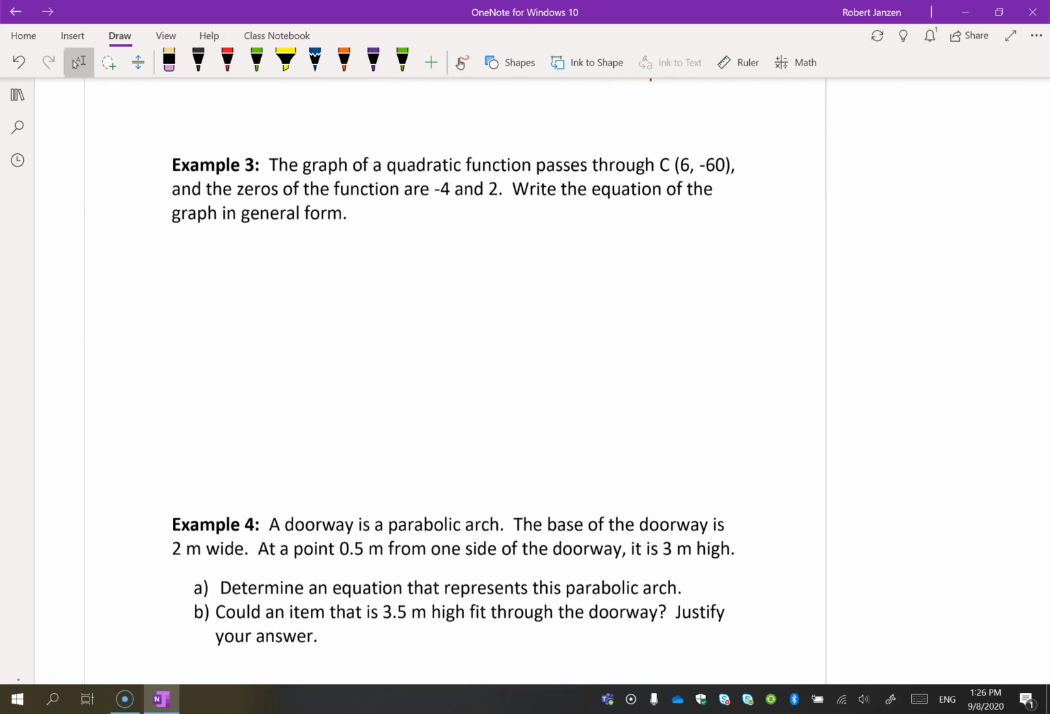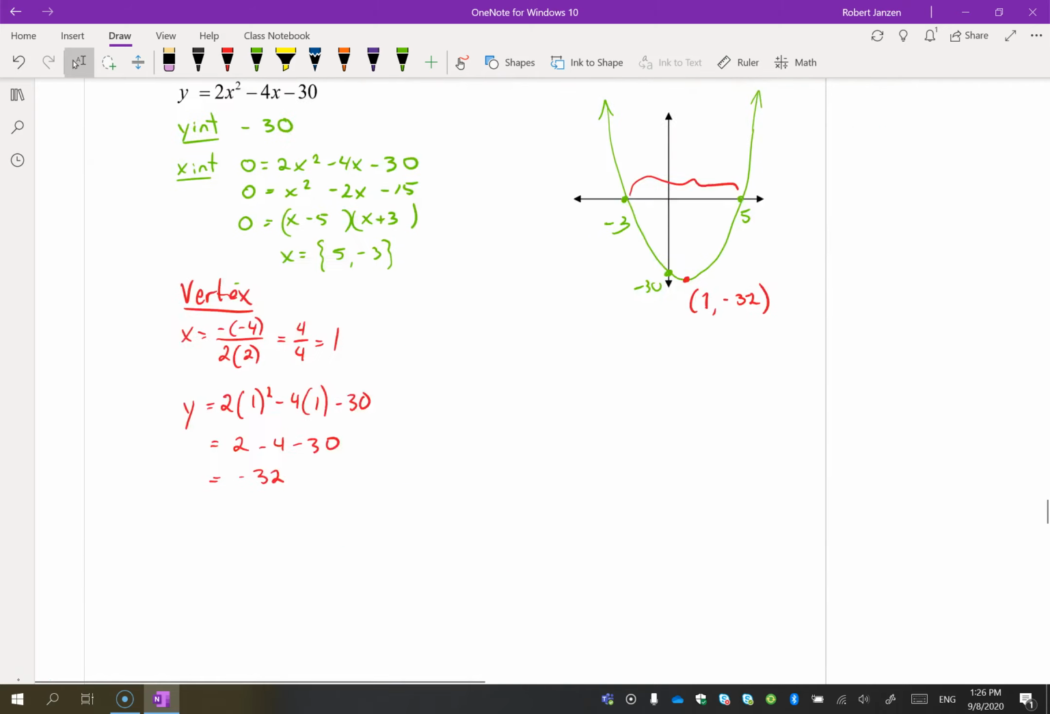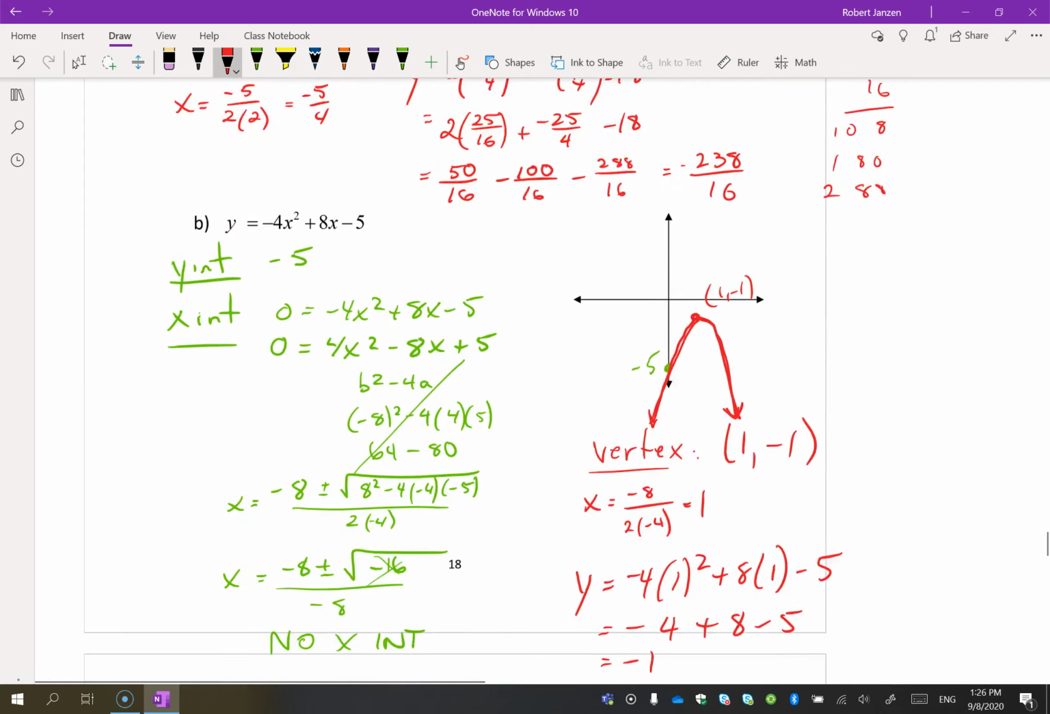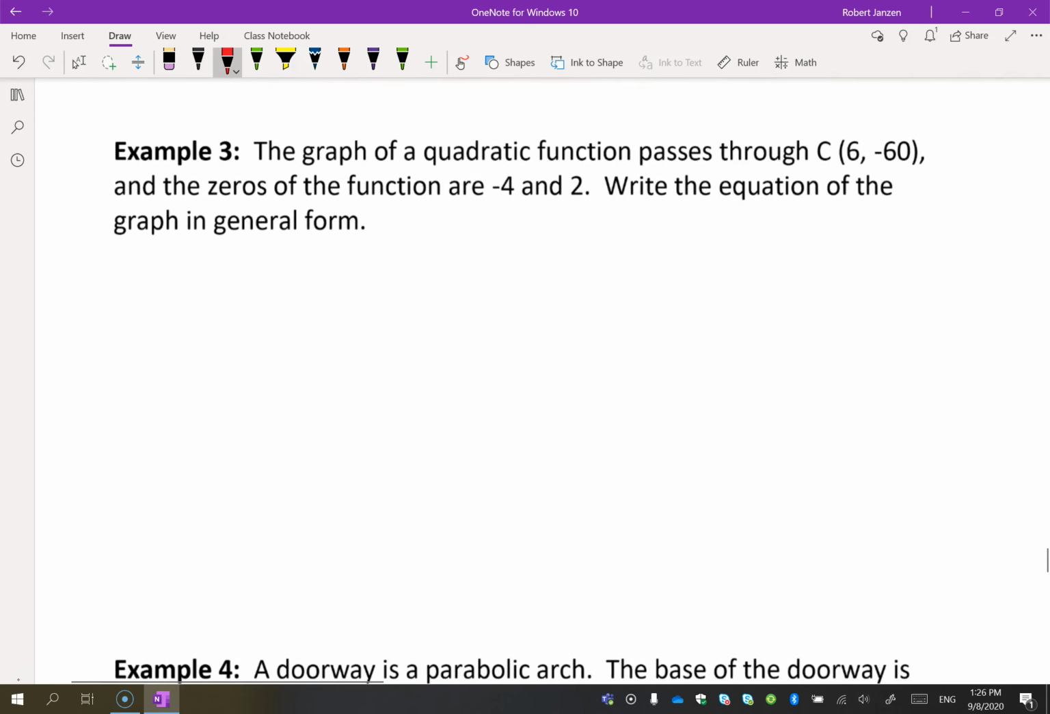Okay, example 3. This is a bit of an outlier. It's a bit of a weird question. I totally skipped over this before. We've talked about general form. We've talked about the vertex or standard form. Look at factored form. Okay, factored form we normally don't need, except in this case. It says the graph of a parabola passes through 6, negative 60, and it has zeros at negative 4 and positive 2.